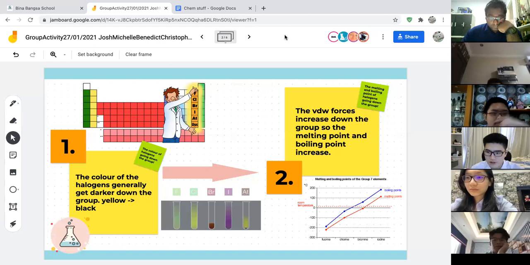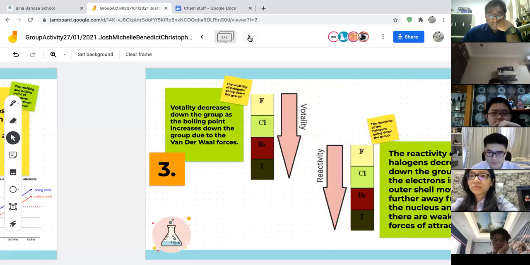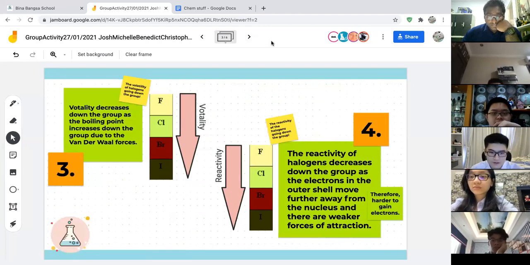The melting and boiling point of halogens going down the group. The van der Waals forces increase down the group, so the melting point and boiling point increase. The volatility of halogens going down the group. Volatility decreases down the group as the boiling point increases down the group due to the van der Waals forces.